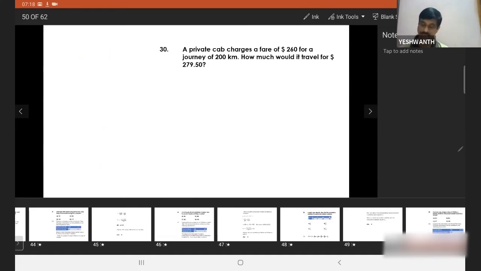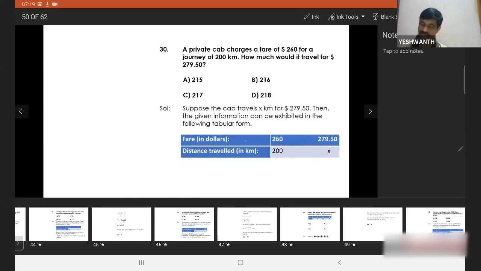See, a private cab charges a fare of $260 for a journey of 200 kilometers. How much would it travel for $279.50? See, as dollars increase, the distance should increase. Cost increases, distance increases. So that means directly proportional. Please put that in tabular form now. Fare and distance traveled. $260 and 200 kilometers. $279.50 and x. So cross multiplication, isn't it? Because it is directly proportional.